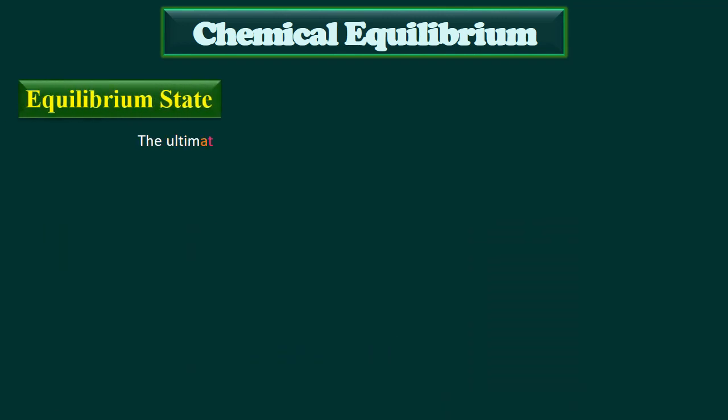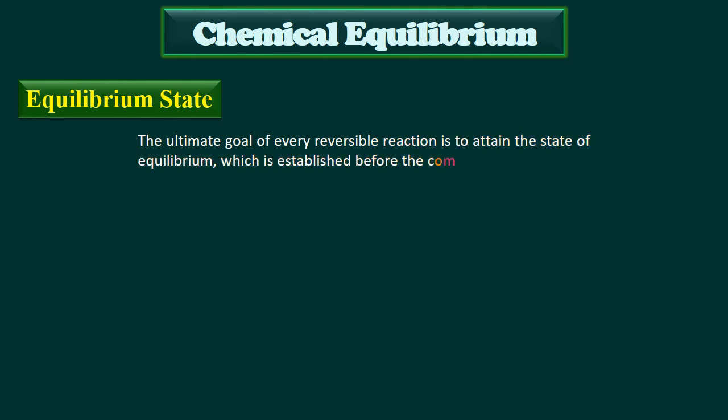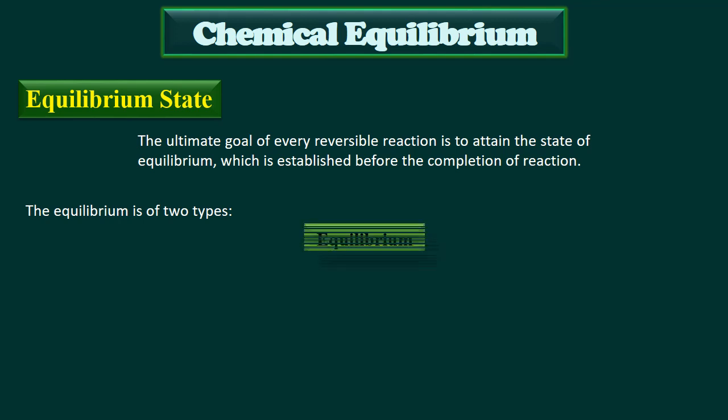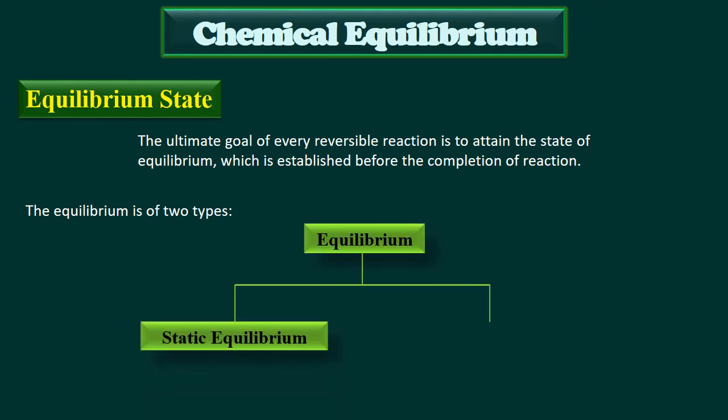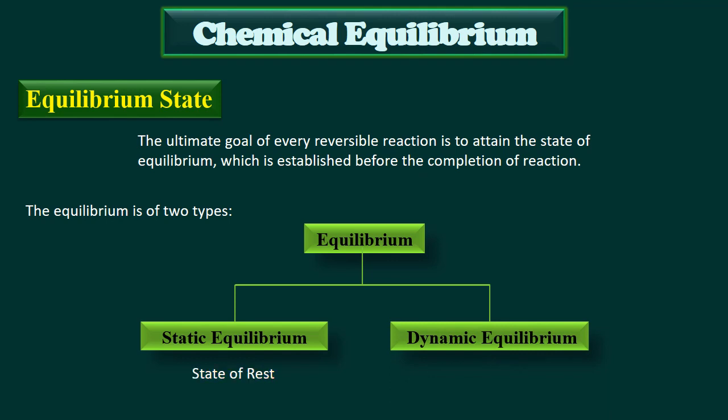So the ultimate goal of every reversible reaction is to attain the state of equilibrium, which is established before the completion of reaction. You have already studied in class 9 physics that equilibrium is of two types, that is static and dynamic. If a body is in the state of rest, it has static equilibrium, and if a body is in the state of uniform motion, it is said to have dynamic equilibrium.